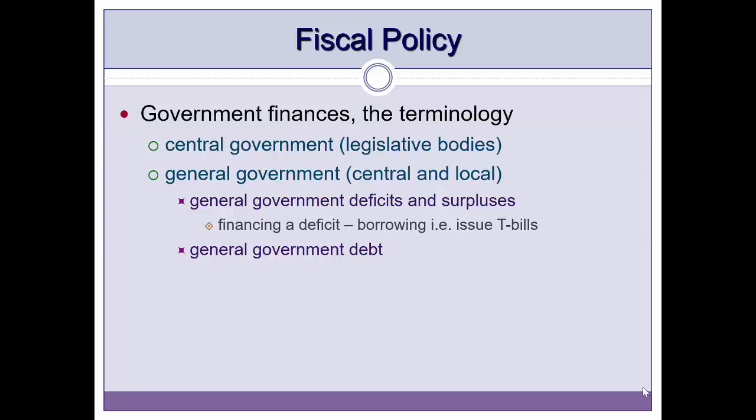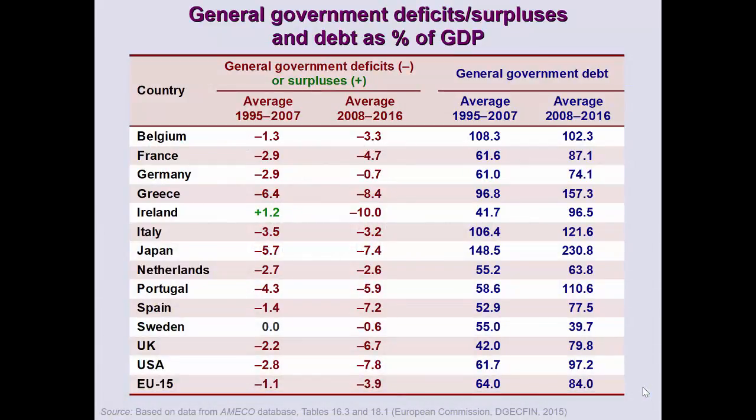Now, let's look at some statistics to back up and give an example of what we have just discussed. This table has general government deficit, surplus and debt as a percentage of GDP for selected countries in Europe and the USA. These are OECD countries, by the way, generally developed economies. In the first two columns, you have government deficits or surpluses, all measured relative to GDP. For example, in the first column, you have the average for the period between 1995 and 2007.